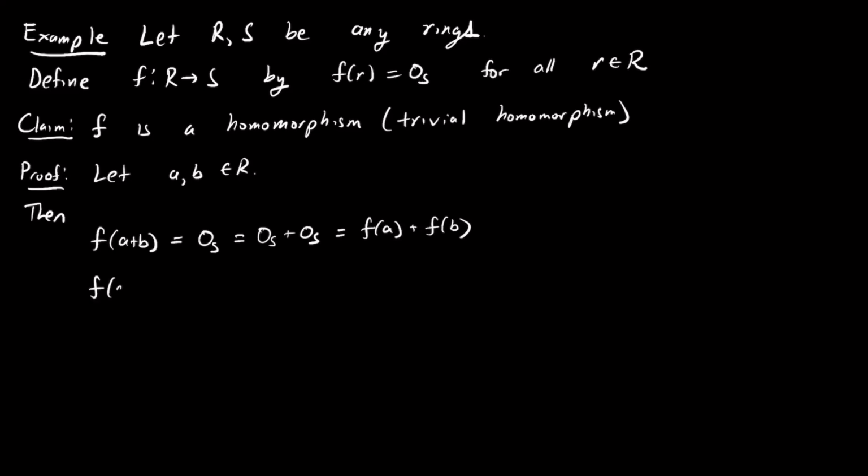And also, I know that since a and b are in R, then a times b is in R. So f of a times b is 0. Well, 0 is just 0 times 0, which is just f of a times f of b. Okay, that's our proof. This is called the trivial homomorphism. This is a very easy example.